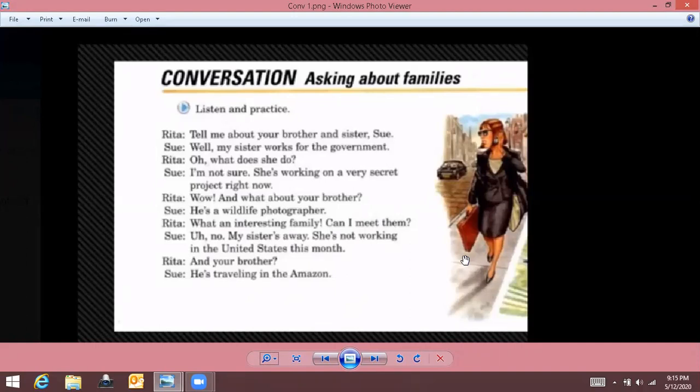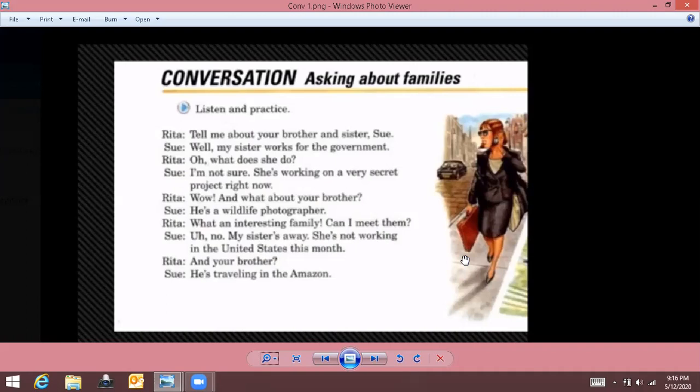Tell me about your brother and sister, Sue. Well, my sister works for the government. Oh, what does she do? I'm not sure. She's working on a very secret project right now. Whoa, and what about your brother? He's a wildlife photographer. What an interesting family. Can I meet them? Oh, no. My sister's away. She's not working in the United States this month. And your brother? He's traveling in the Amazon.